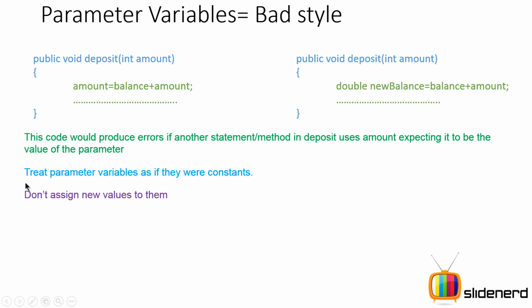So this is the simplest statement: don't assign new values to these parameter variables here. Instead, use a new local variable. So this is all we had to talk about regarding variable lifecycle in Java.